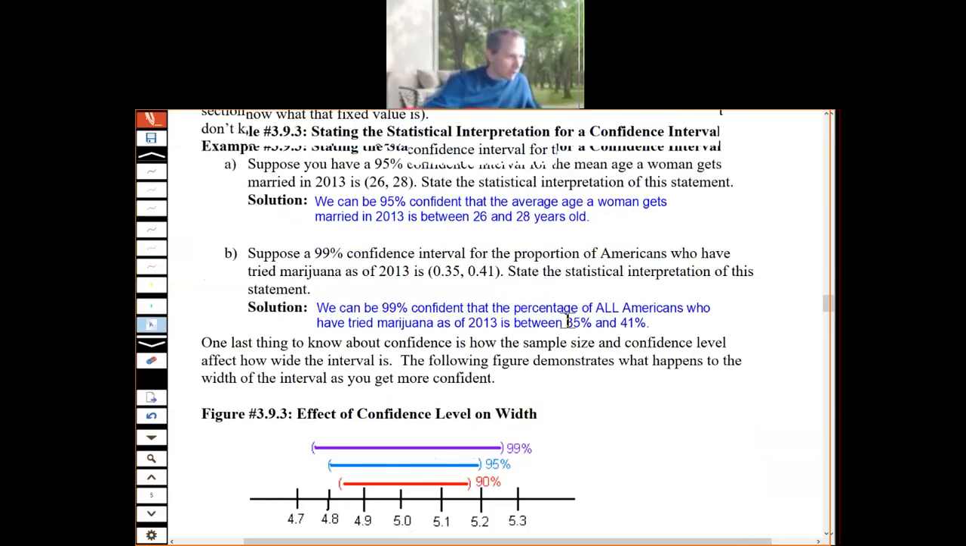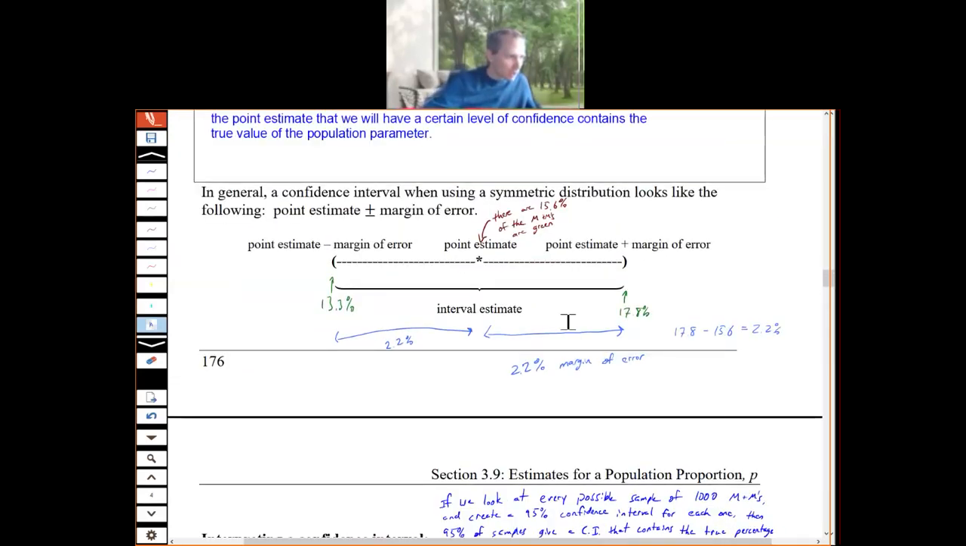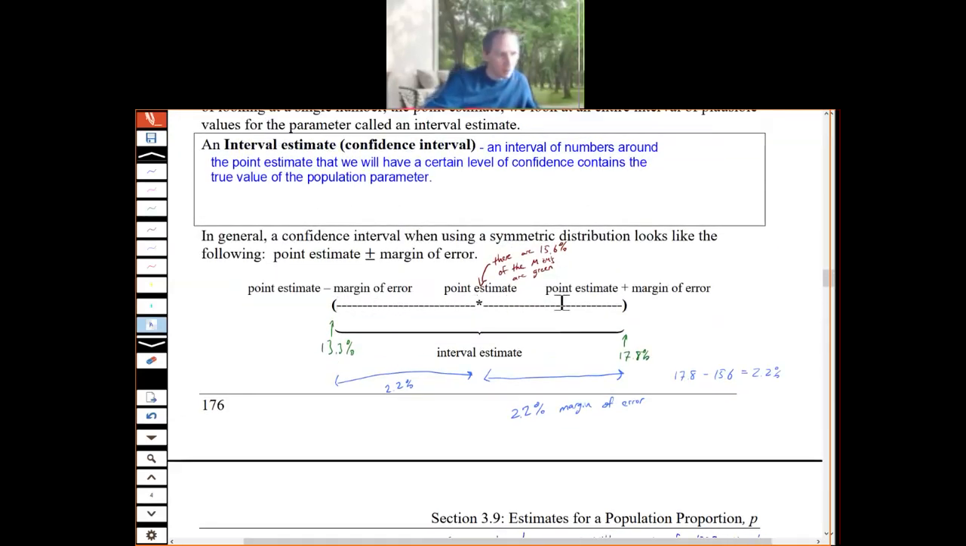One of the things that I really want to emphasize, though, is remember how wide the confidence interval is. That's what the margin of error is telling me. So this margin of error is this width. That's different than that percentage that we're talking about. So whether we say 90% or 99%, that's not the margin of error. The margin of error tells us how wide the interval is, or what that range of values is going to be.